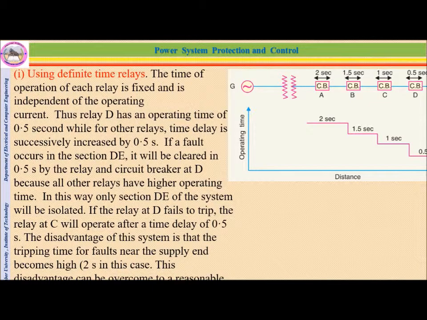The disadvantage of this system is that the tripping time for faults near the supply end becomes higher. For example, at the end we have 2 seconds in this case. This disadvantage can be overcome to a reasonable extent by using inverse time delay relays.